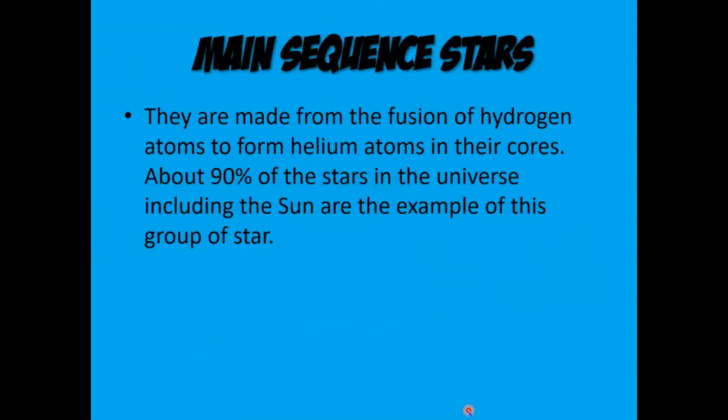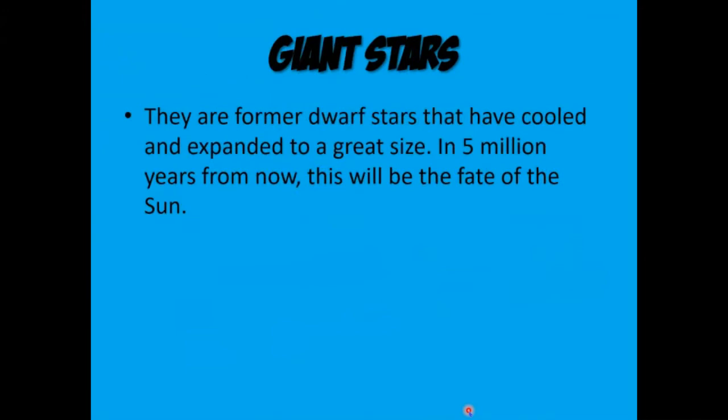And then yung main sequence star, they are made from the fusion of hydrogen atoms to form helium atoms in their cores. About 90% of the stars in the universe, including the sun, are examples of this group of stars. So, in terms of giant stars, they are former dwarf stars that have cooled and expanded into a great size. In 5 million years from now, this will be the fate of the sun.